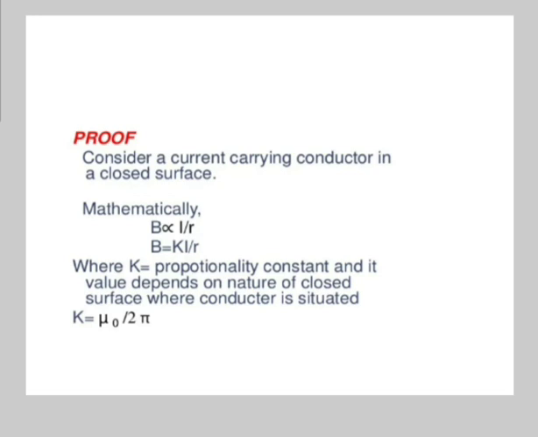So dH bar is directly proportional to 1 by r square. So dH bar is directly proportional to I dl sine theta by r square. What is K? K is the constant of proportionality. So dH bar is equal to K I dl sine theta by r square.